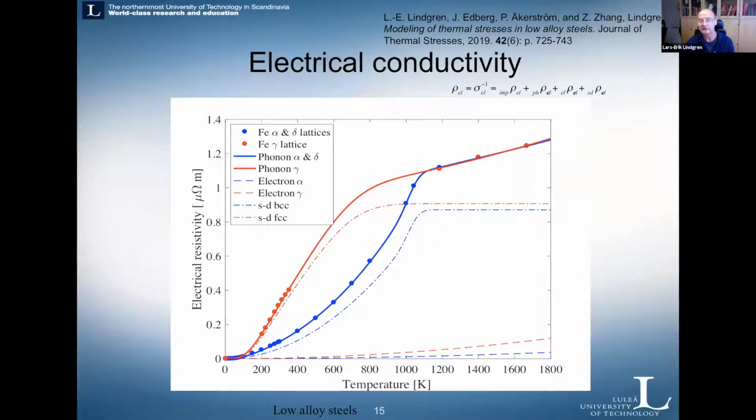Electrical conductivity, where one assumes that the electrical resistance is the sum of imperfections, phonon and electron interaction, and also a magnetic part. Symbols are measurements and the lines are the model prediction. It has some calibration parameters.